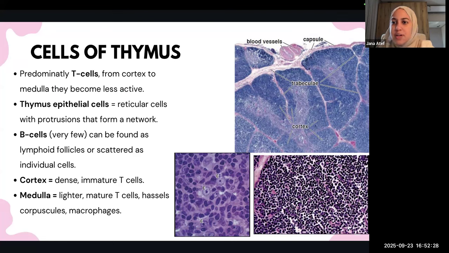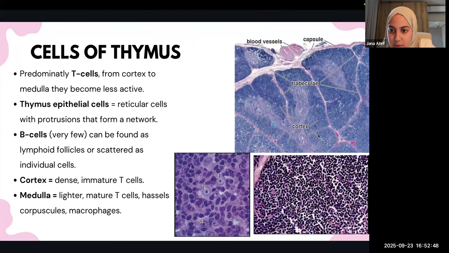A toddler is always jumping around, they're eating, they're cooking, whatever it is. An older person, no, they're more chill, they're sitting on their chair, they're reading a book, whatever it is, okay? This is what I mean. And no, they're more active in the cortex because they're immature, okay? They're immature, so they're active. Mature means they're not active. They did what they needed to do.